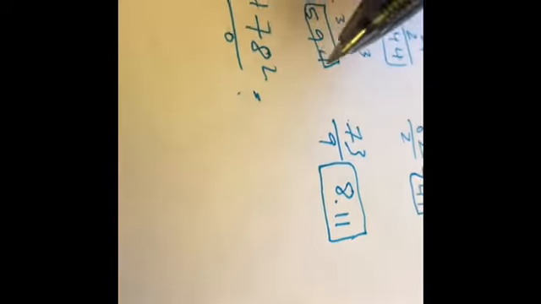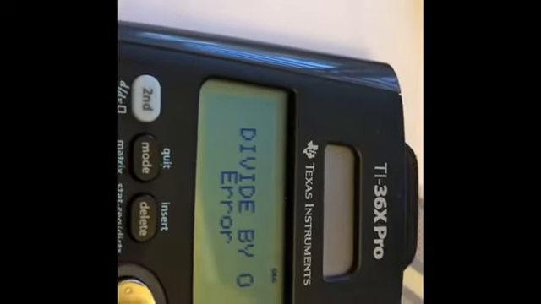Okay, now 4782 divided by 0. Basically, when that happens, and let's use a calculator for this, it's an error because this is undefined. You cannot define this.